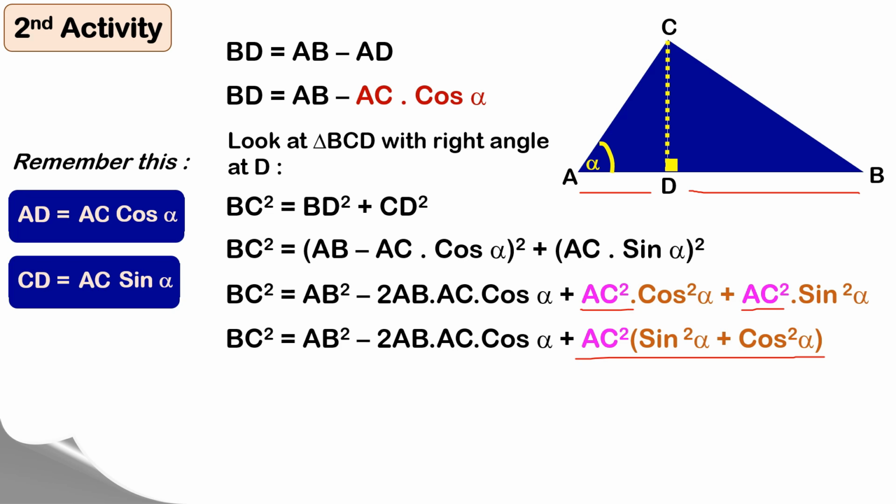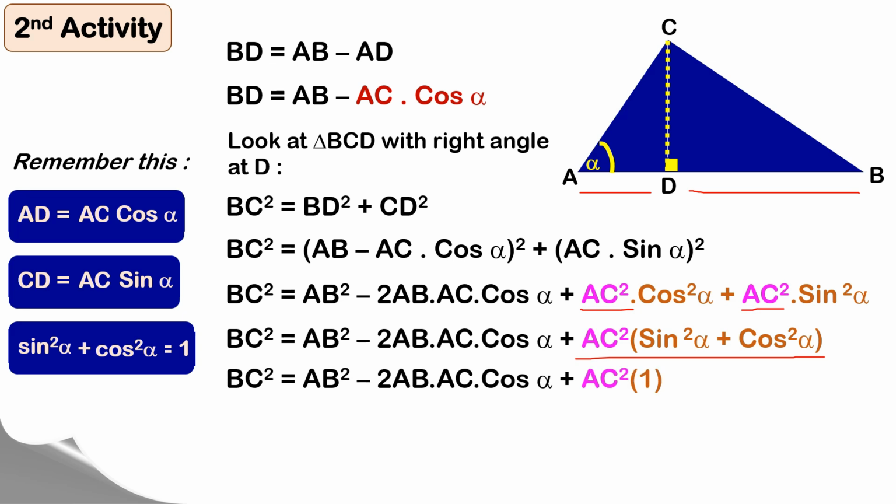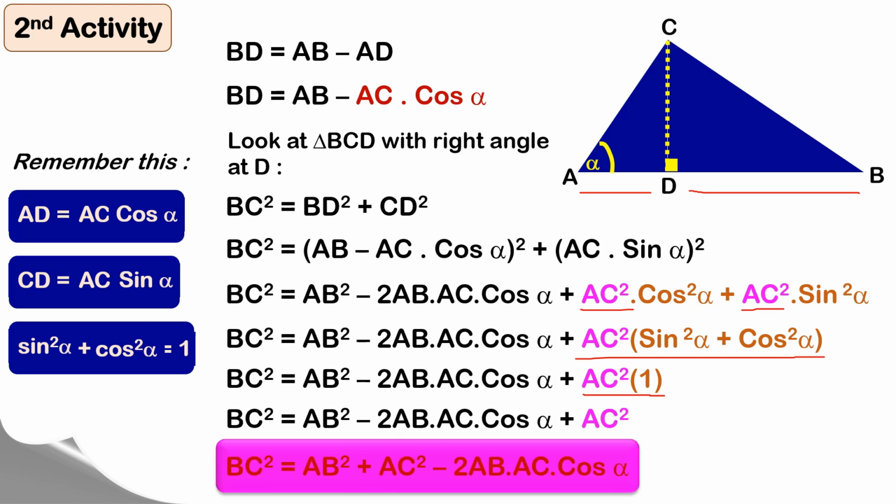We know that in trigonometry there is an identity: sin squared alpha plus cos squared alpha is equal to 1. So we get the change: BC squared is AB squared minus 2 times AB times AC times cos alpha plus AC squared times 1. The product of AC squared and 1 is, of course, AC squared. Finally, we get one form of the law of cosines formula for angle alpha, like this.